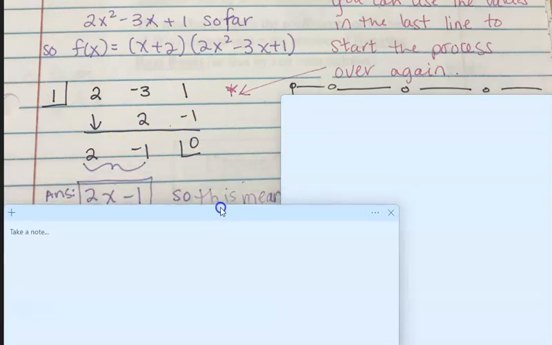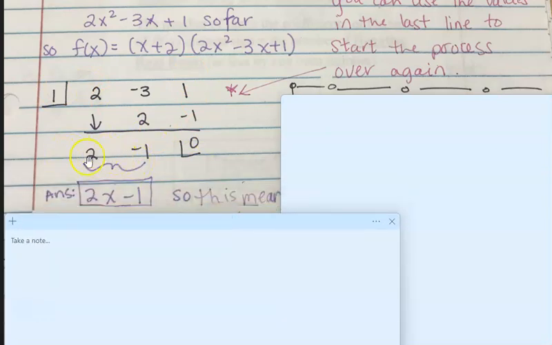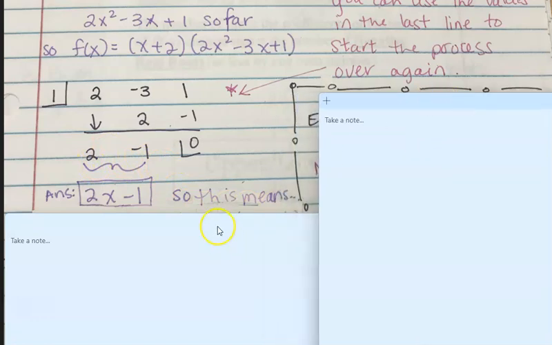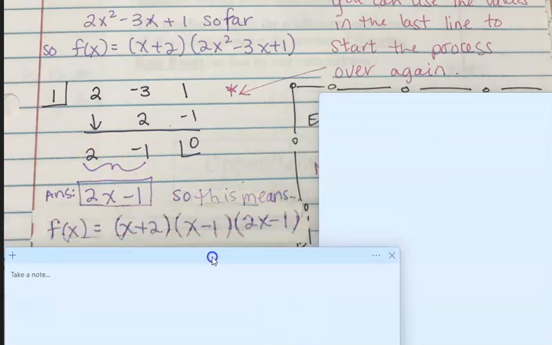So now, I'm again going to take my quotient, and I'm going to reduce the power by 1. It began as an x squared. I'm going to turn it into an x to the 1 now. The coefficient is going to be 2 here. So we have 2x minus 1. So my last factor that we get for f of x is 2x minus 1.